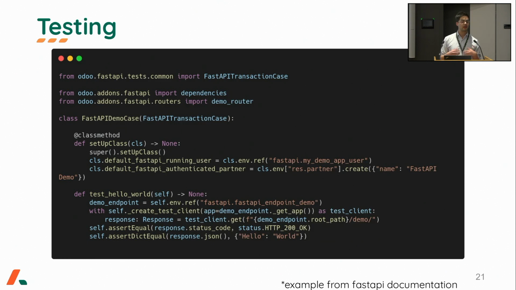Now let's talk about testing. I would like to mention that there is a class FastAPI transaction case on FastAPI, and this class allows you to test your API and directly check within your Odoo environment what are the effects of your API. So let's say you are posting a REST partner, then you can check in the Odoo environment that the REST partner has been modified. But I won't go further in the testing of your application using FastAPI transaction case.